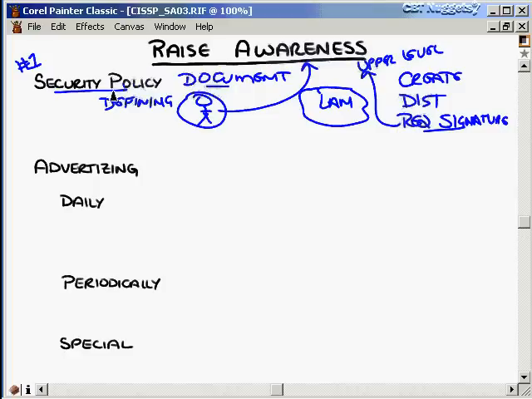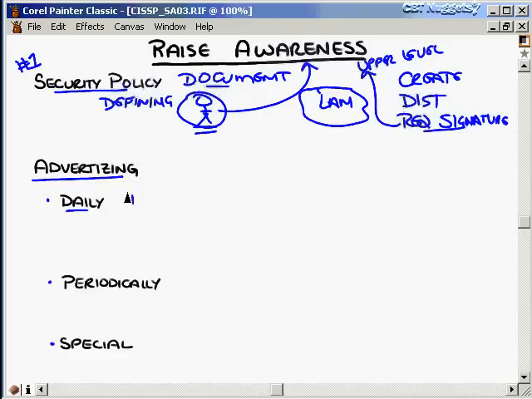But let's talk specifically on the raising of this awareness. One thing we can do is we can advertise. So through advertising, we can make sure that we get to every corner of our network and that every user within our organization understands, again, those responsibilities. We're going to talk about them in groups. First of all, about things that can occur daily, others that can occur periodically but not daily, and then a special category down here. All right, start now with the dailies.